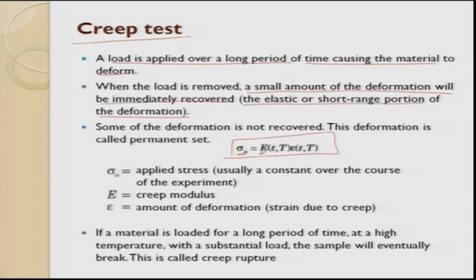E is the creep modulus, which is a function of time and temperature, and this is the amount of strain it undergoes at this time and temperature. If the material is loaded for a longer period of time at high temperatures, for example, I expose a polymer at 30 degrees, I expose a polymer at 60 degrees, same I expose at 75 degrees. This time and temperature is a very important parameter to dictate the polymer behavior.